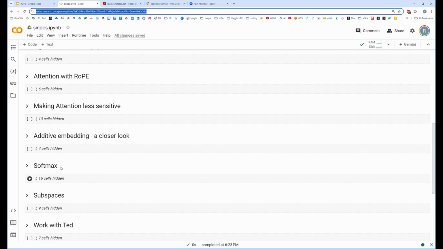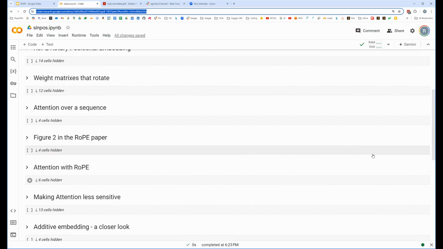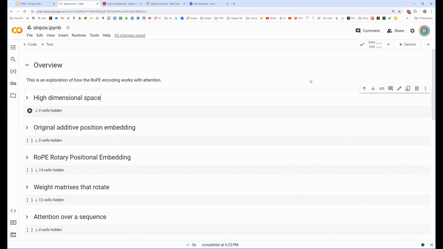Softmax: how does softmax change the attentions that you get over a sequence? And then subspaces. I was also curious about them because in Ted's and my discussion, we talked about where the position embedding lives, and therefore where the token embedding space must live. So I was playing around a little bit with subspaces. That's the high-level overview.